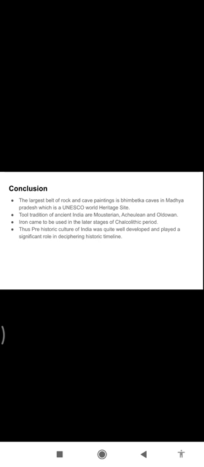Next, another important tradition of the prehistoric period was the tool tradition. The tool traditions of ancient India were known as Mousterian, Acheulean and Oldowan. Iron came to be used in the later phases of the Chalcolithic period or the early Indo-Aryan or early Vedic period. So thus, the prehistoric culture of India was quite well developed and it played a significant role in deciphering the historic timeline of India.